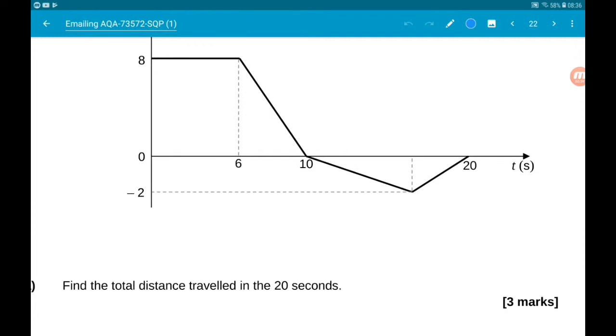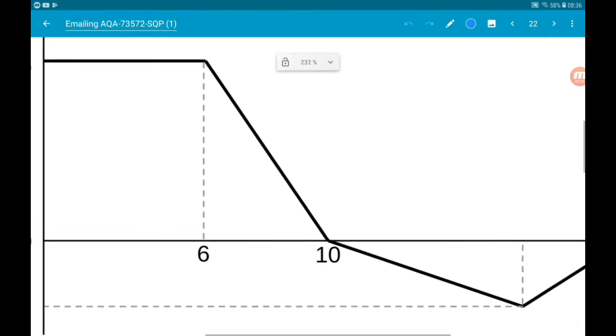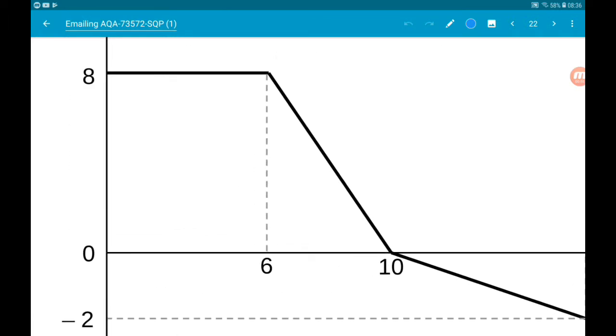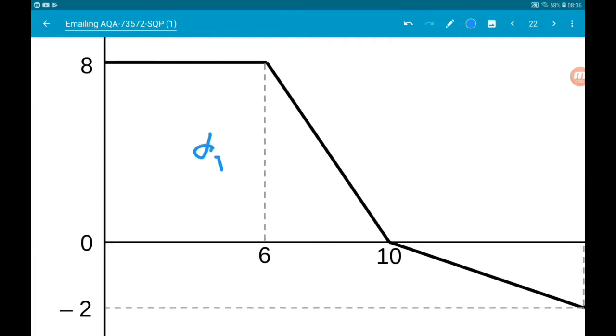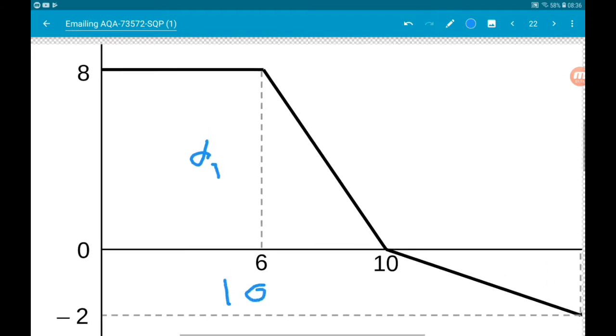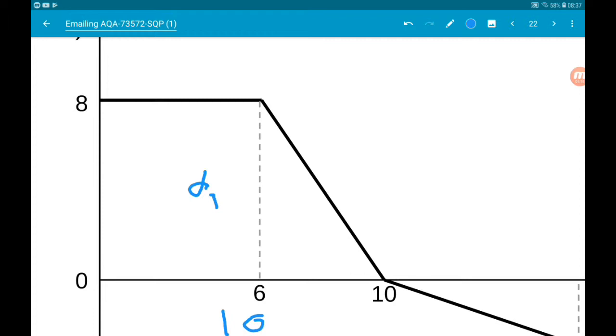On a velocity time graph, the distance is the area under the curve. So first up, let's call this D1. It's a trapezium. If you can't remember the area of a trapezium, break it into a rectangle and a triangle. Our base is 10 long, our top length is 6 long, and our height is 8.